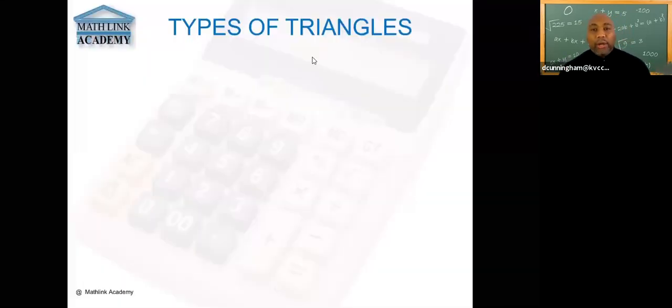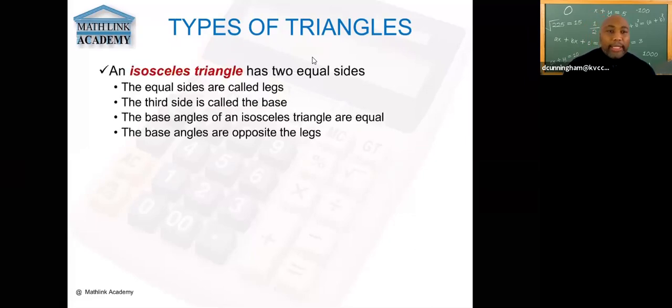So let's continue to talk about types of triangles. One type is called an isosceles triangle. An isosceles triangle has two equal sides. The equal sides are called legs, and the third side is called the base. The base angles of an isosceles triangle are equal. The base angles are opposite the legs.